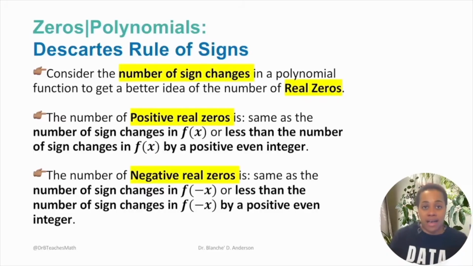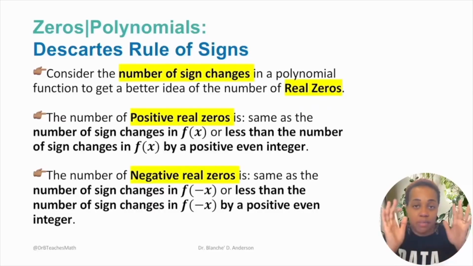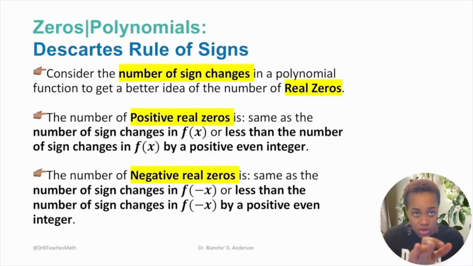So the number of positive real zeros is the same as the number of sign changes in f of x, or less than the number of sign changes in f of x by a positive even integer. I'm going to show you what that means, and I'm going to show you how to do it every single time. Don't try to memorize this.